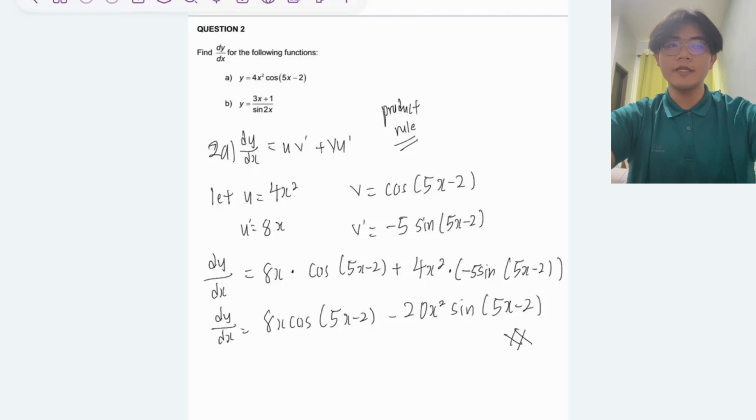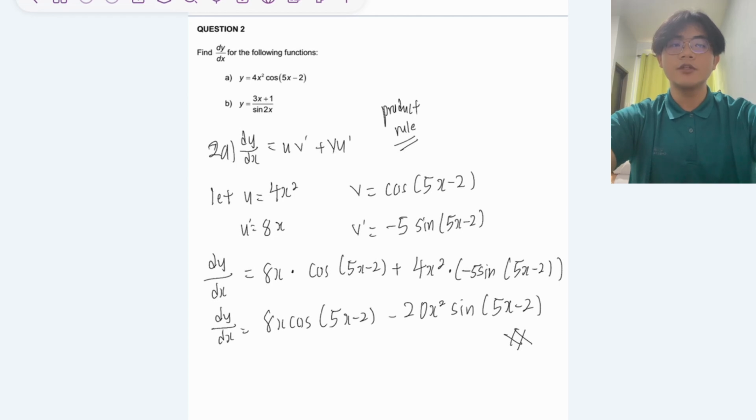Question 2. We need to find the dy/dx for the following function. For question 2a, y equals 4x squared cos(5x minus 2). From the function, we can see there are two separate functions multiplied together, so in this case, we need to use product rule. Firstly, we need to let u become u prime. So we need to put the power in front of the constant and multiply it. So 4x squared will become 8x. Then the power will be minus 1, then it will become 1.